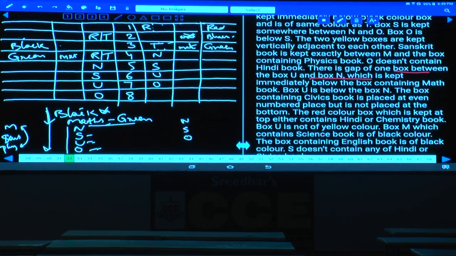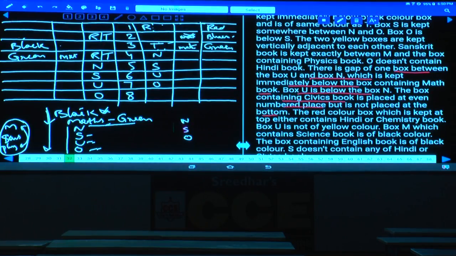Then U is kept immediately below the box containing maths, U is below box N. The box containing civics is placed at an even number place but is not placed at the bottom. Even number place 2, 4, 6, 8. Out of which 8 cannot be civics. As 8 cannot be civics, then at the same time, one more piece of information is left over. What is that information here? This Sanskrit is exactly between M and physics. As Sanskrit is exactly between M and physics, then what about this M? Any information regarding this M here?